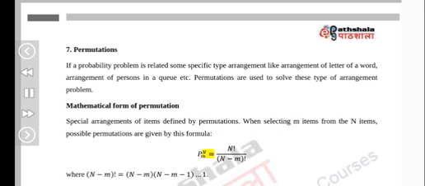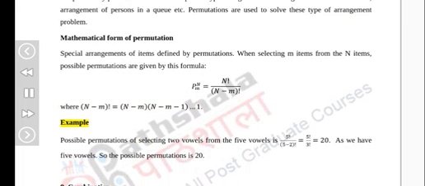nPm equals n factorial divided by (n minus m) factorial, where (n minus m) factorial equals (n minus m) times (n minus m minus 1) and so on down to 1. Example: possible permutations of selecting 2 vowels from the 5 vowels is 5 factorial divided by (5 minus 2) factorial, which equals 5 factorial over 3 factorial, equals 20. As we have 5 vowels, the possible permutations is 20.